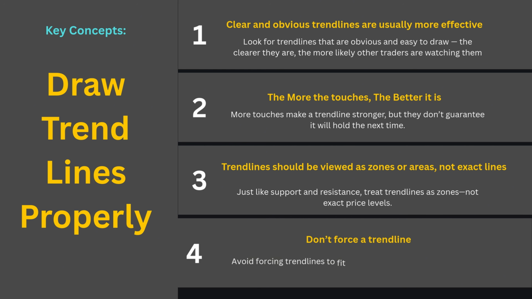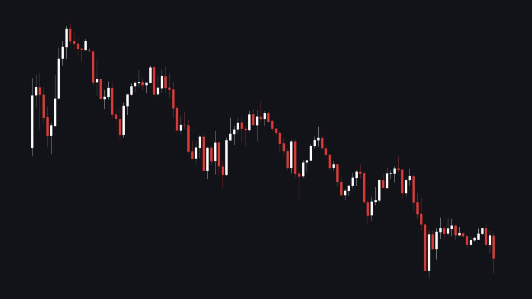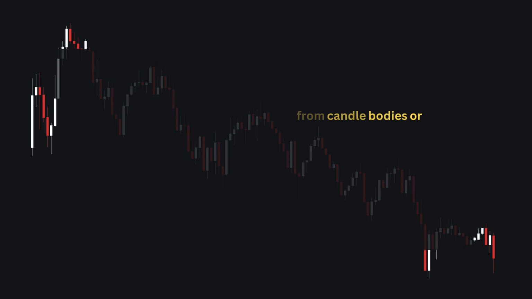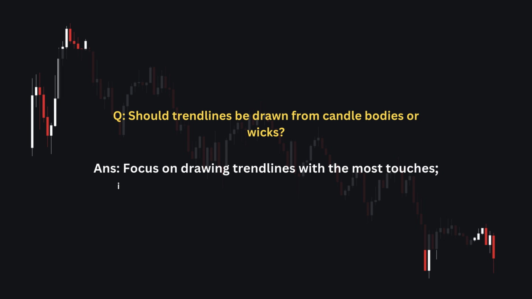Just like support and resistance, treat trend lines as zones, not exact price levels. Fourth, don't force a trend line. Avoid forcing trend lines to fit the chart. They should serve as a tool for guidance, not a fixed rule. So now you have learned all the concepts about trend lines. Now let me show you a real chart example, where we will apply all these concepts and draw a proper trend line. But before we continue, here we have another question. Should trend lines be drawn from candle bodies or wicks? And the answer is that you should focus on drawing trend lines with the most touches. It doesn't matter if they connect bodies or wicks.